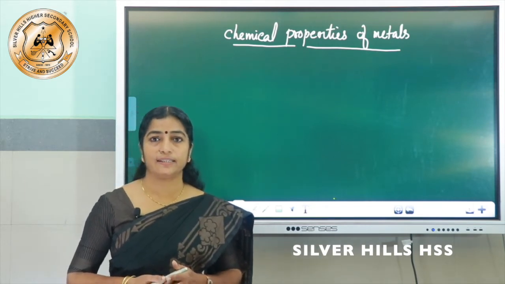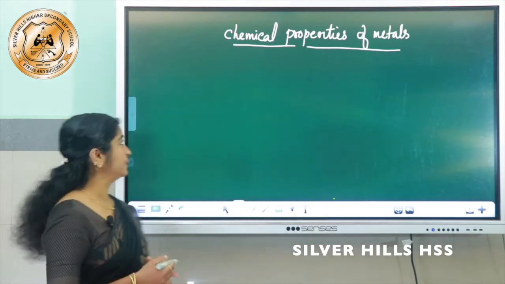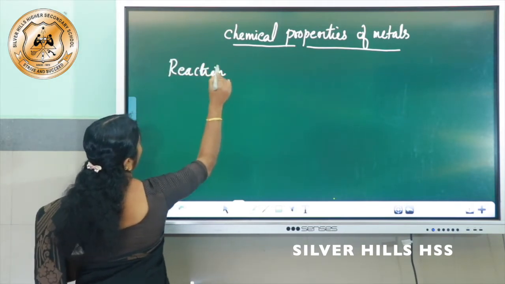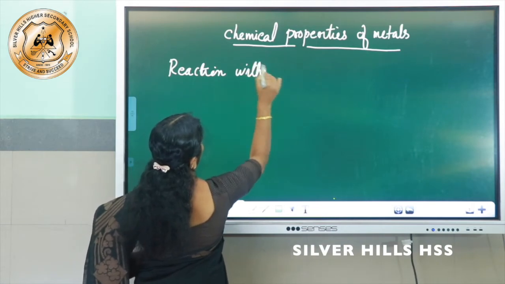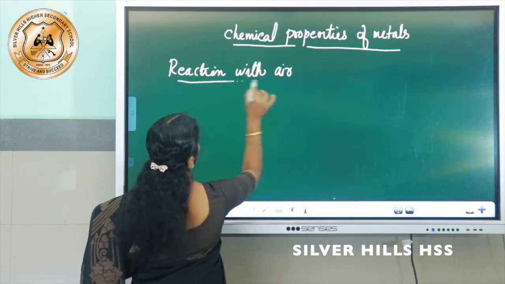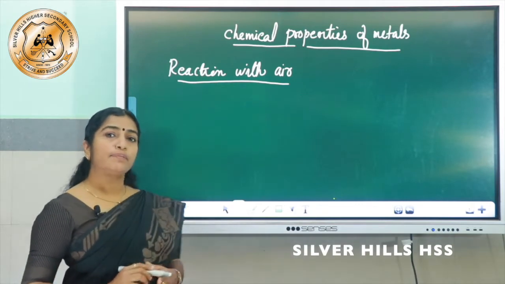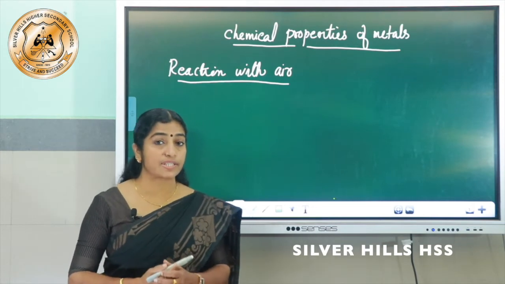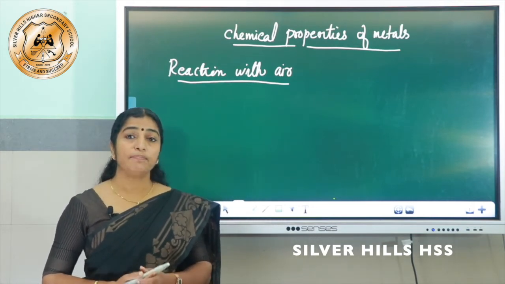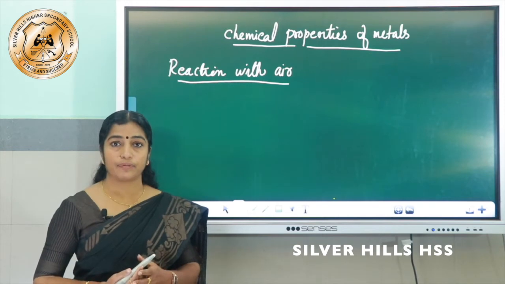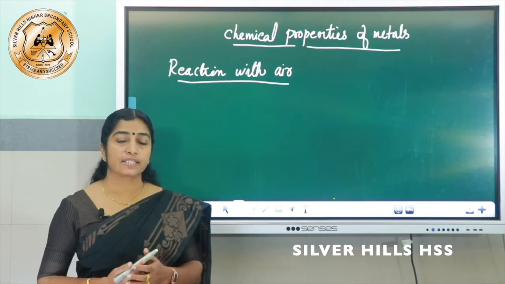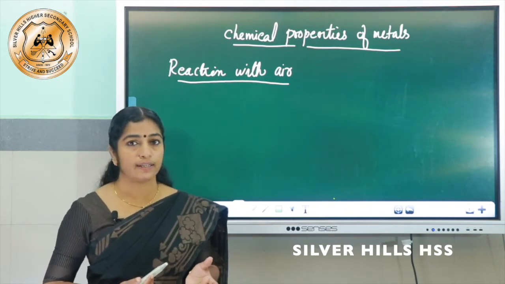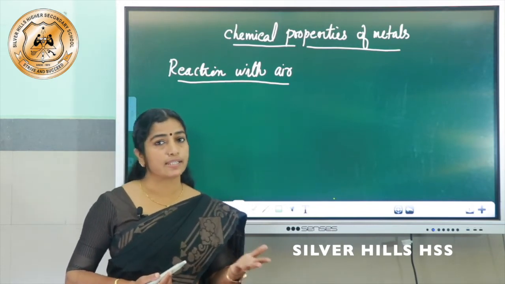Let us consider the reaction of metals with air. You know that metals have metallic luster, that is, a shining appearance on their freshly cut surface. Some metals lose their luster easily. Metals like sodium: when we place a piece of freshly cut sodium metal in air, it readily loses its luster.